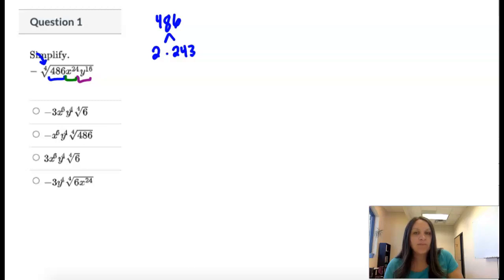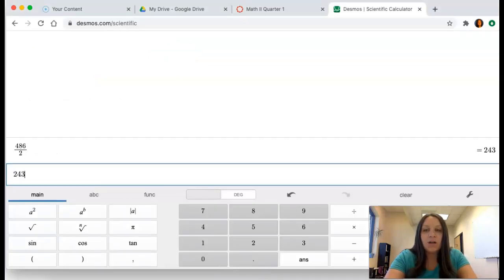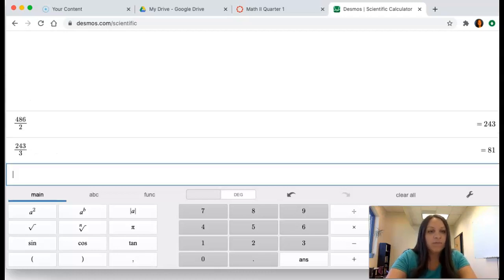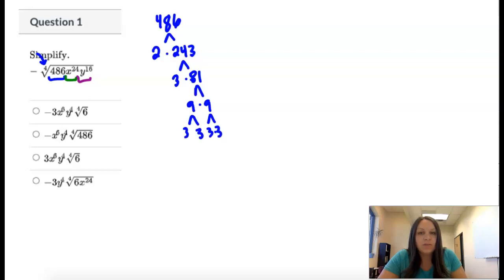2 is prime, but 243, I want to see what that breaks down to. So 243 is an odd number. So I'm not going to divide it by 2, I'm going to try 3. Oh, which is 81. So 243 is 3 times 81. And here I can break down 81 as 9 times 9, which is 3 times 3 times 3 times 3.